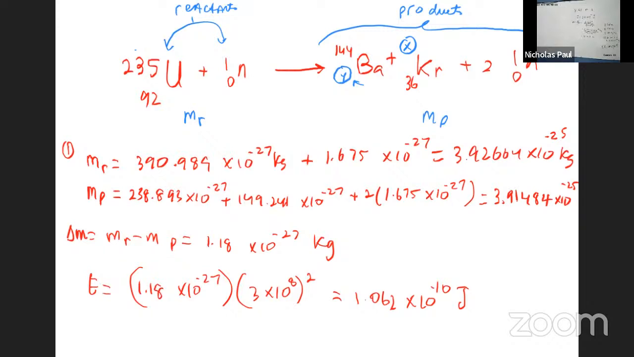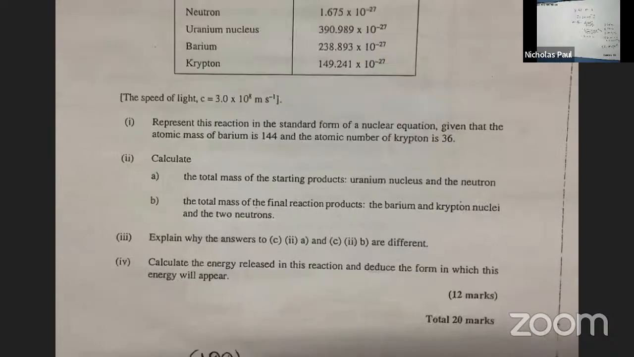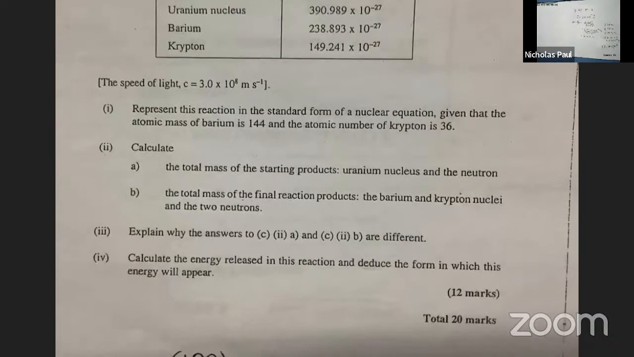Right, let us see the parts of this. Anybody writing this? No? All right. So let's make sure we answered everything. Part 1, we did this already, right? Find the mass of the starting products, the reactants, and then the final products here. We did that already. State why the answers are different. Why is the mass of the reactants and the mass of the products different?